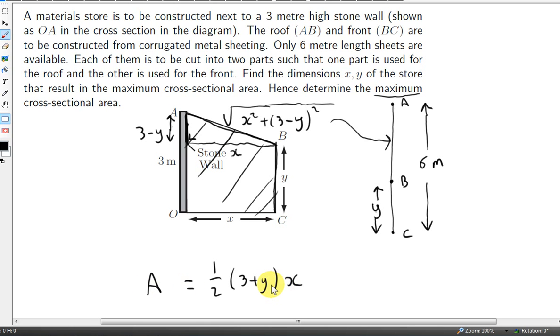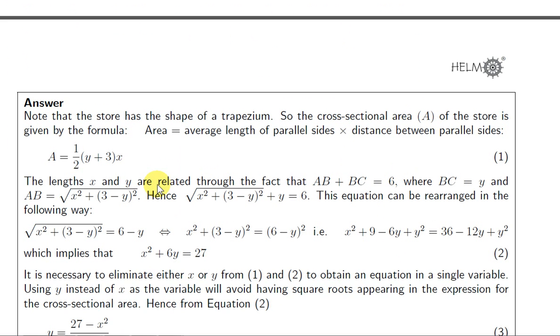So here we have A as a function of both x and y, and we want to find the values x and y that give a maximum value for the cross-sectional area. Of course, x and y are subject to the constraint involving the total length, which is 6. Now what we need to do is get A as a function of one variable only. Get A as a function of either x or y.